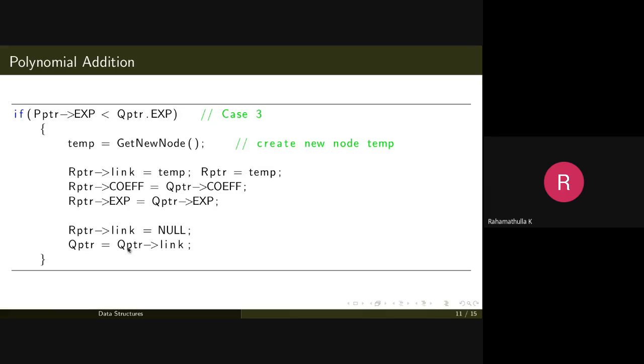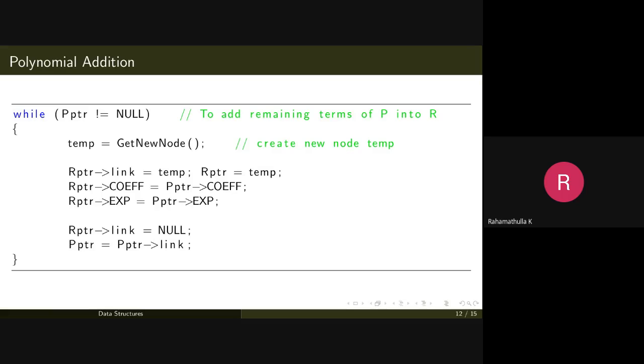So this while loop will be continued till any one of the polynomial p or q is getting exhausted. After comparing each term like this, if any one of these terms are exhausted, then that means that whatever is left in the other polynomial, that entire part needs to be copied to the resultant polynomial that is being written here to add the remaining terms of p into r.